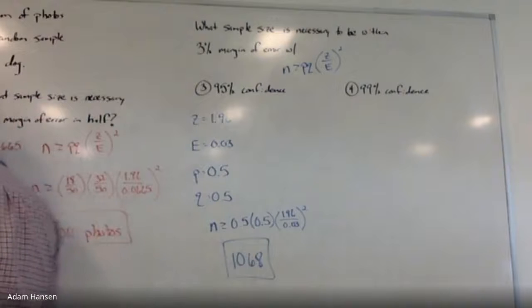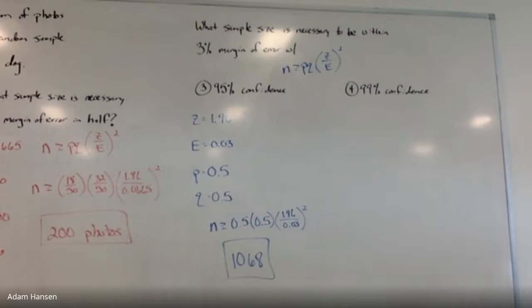To be within 3% with 95% assurance requires a sample size of 1,068 objects, assuming an even 50-50 split. Do part 4. Please work on part 4. What sample size is necessary so that we're no more than 3% away with 99% certainty? What do you know about n already as you're typing this into your calculator? Would it be bigger or smaller than 1,068? Bigger. It has to be bigger. I'm more certain. To be more certain requires a larger sample size.